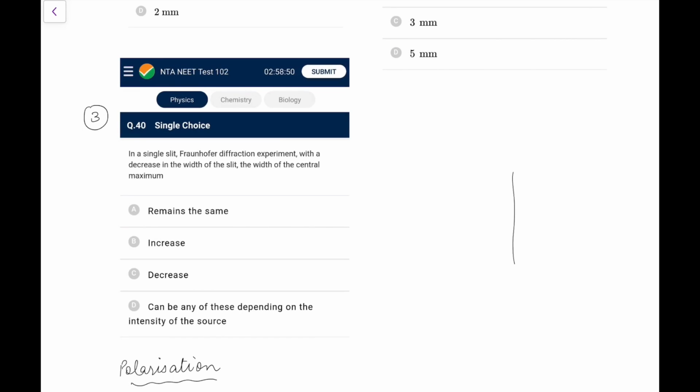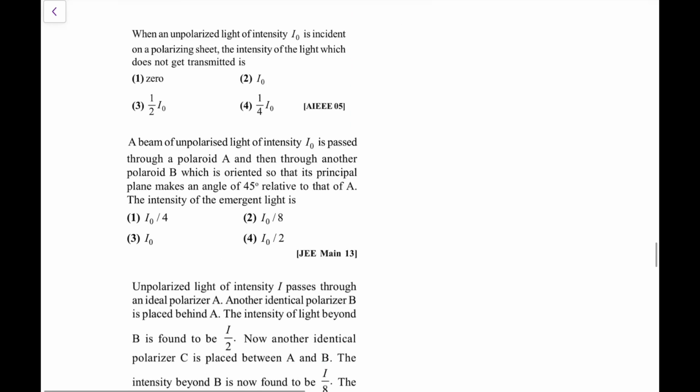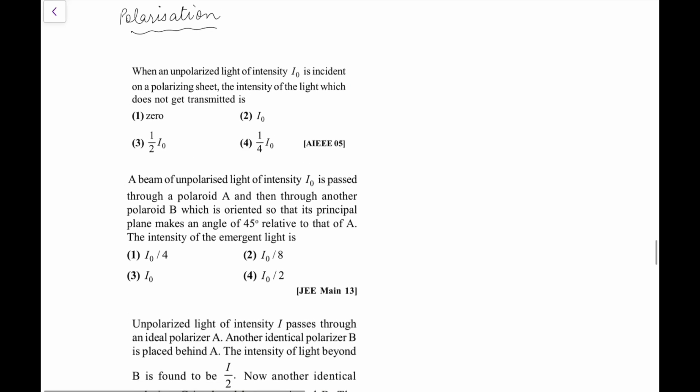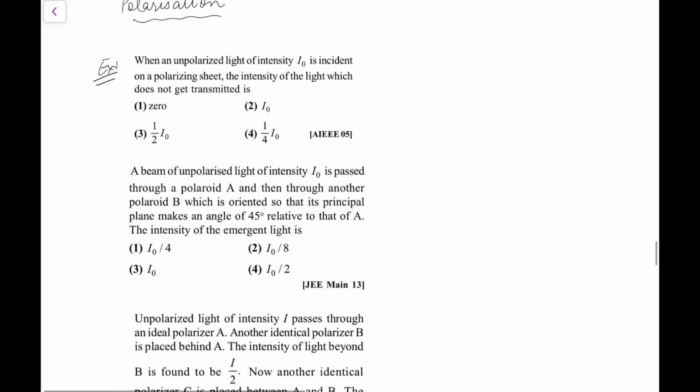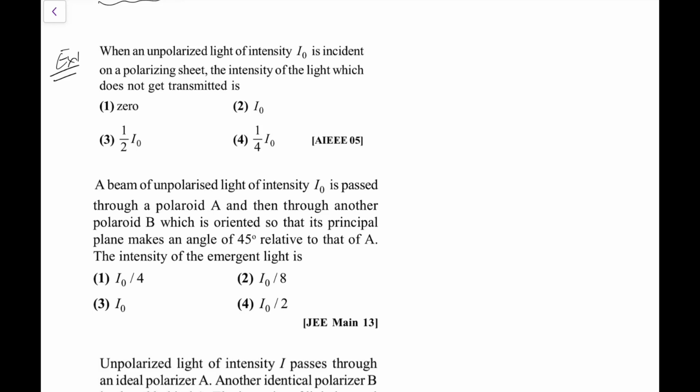Now the last part, that is what we call as polarization. So let me do this polarization thing. Now the first question based on polarization, when you have an unpolarized light of intensity I naught incident on a polarizing sheet, the intensity of the light which doesn't get transmitted. Whenever you have unpolarized light, you know I naught by 2 is transmitted, I naught by 2 is not transmitted. Go for option 3, basic one.